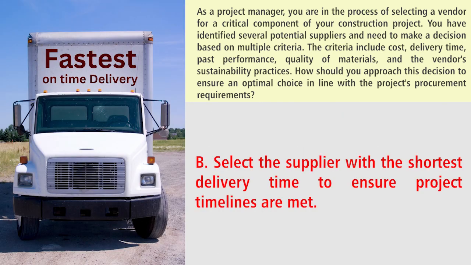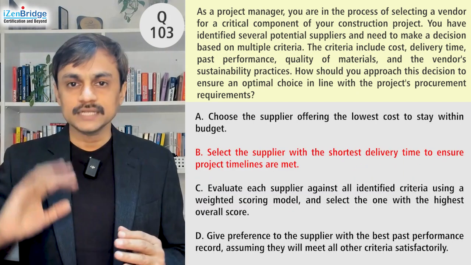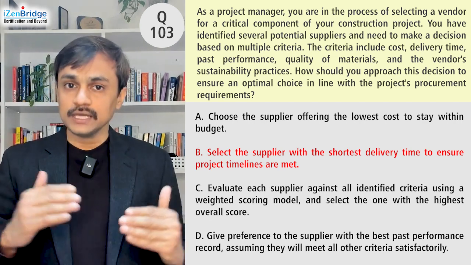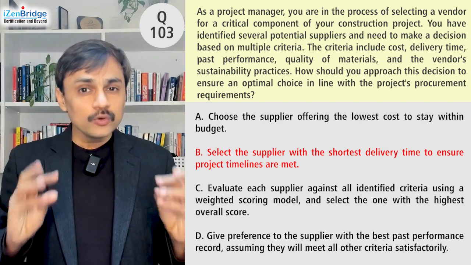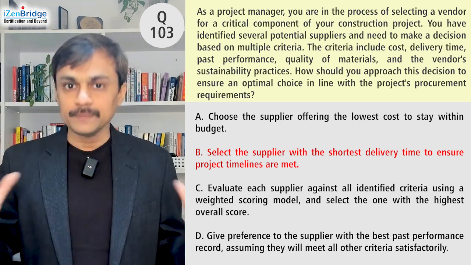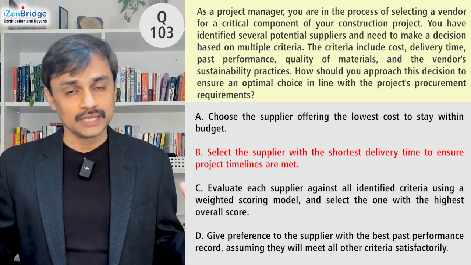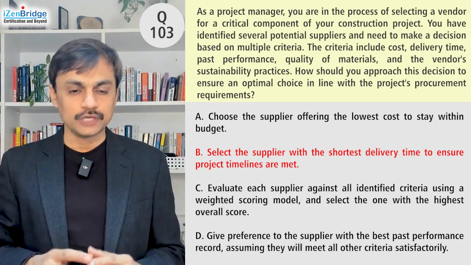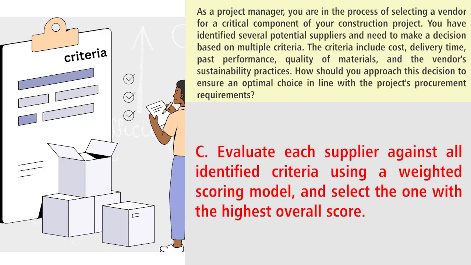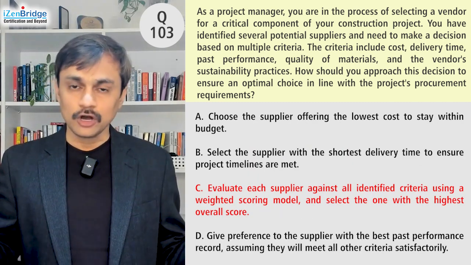Option B, select the supplier with the shortest delivery time to ensure project timelines are met. Same rejection criteria as option A, because in option B we are again focusing on one parameter, which is delivery timeline. We are looking for the option which integrates multiple parameters, like multi-criteria decision making, and we can use a source selection table. That is the option we are looking for. Option C, evaluate each supplier against all identified criteria using a weighted scoring model and select the one with the highest overall score. That looks like a great option.